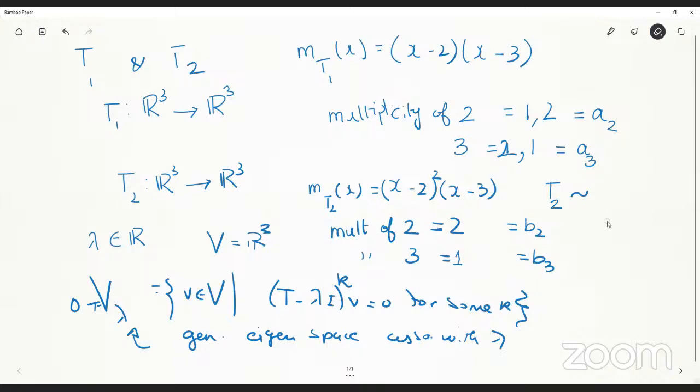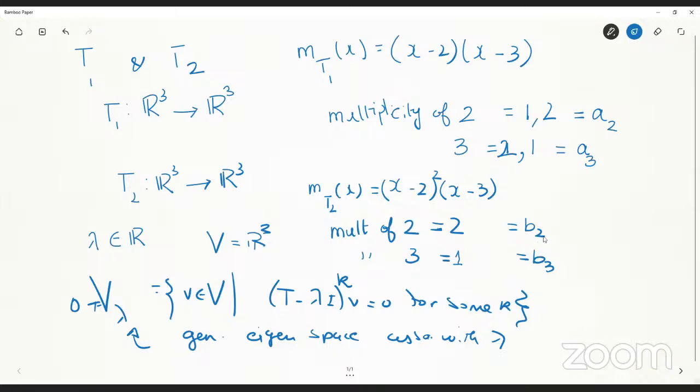But A1, A2, A3 have some choices. Once you fix the multiplicity of 2, then the multiplicity of 3 is fixed. For example, if the multiplicity of 2 is 1, then the multiplicity of 3 is forced to be 2, because they have to add up to the degree of the characteristic polynomial. So now you can go through the options A, B, C, D and pick the correct one. For example, the first option, B2 equal to B3 equal to 1, is not true. The second option: B2 equal to 2 and then A2 equal to 1.